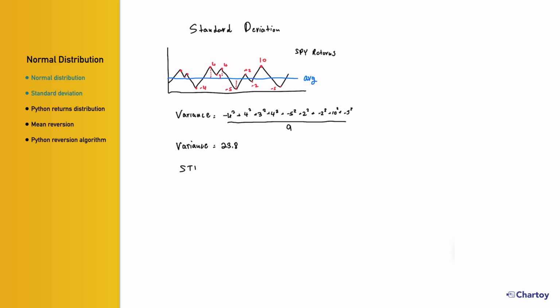In order to find the standard deviation, it's just the square root of our variance. So in this case, this is just the square root of 23.8. This gives us 4.8, and in our case it's 4.8% because we are measuring the returns in percent.